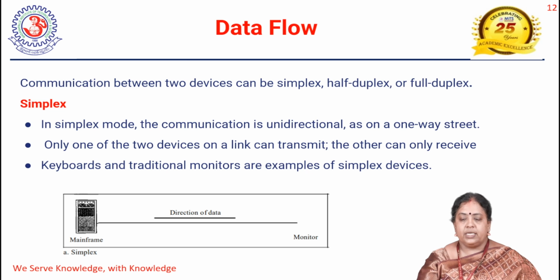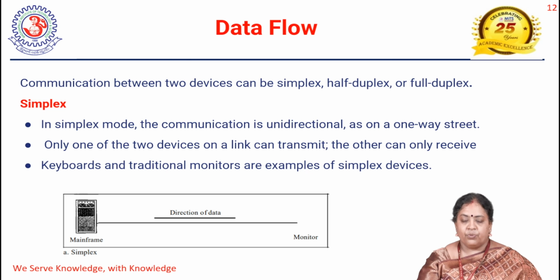How the data is flowing from one device to the other device, either in the simplex form, the half duplex form or the full duplex form. We'll see one by one. So what is simplex mode? By looking at this diagram you can understand. This is one device and this is another device. Think that this is a monitor and this is a mainframe system. From one system to the other system, the data is transferring.